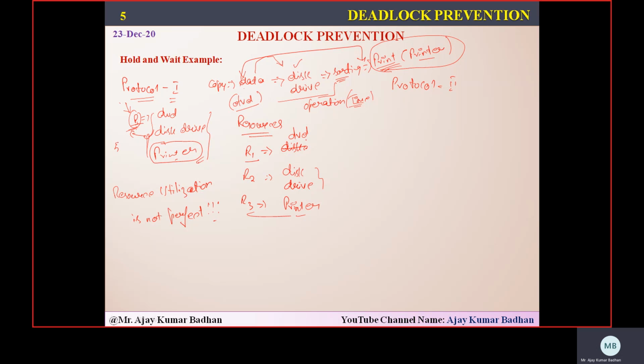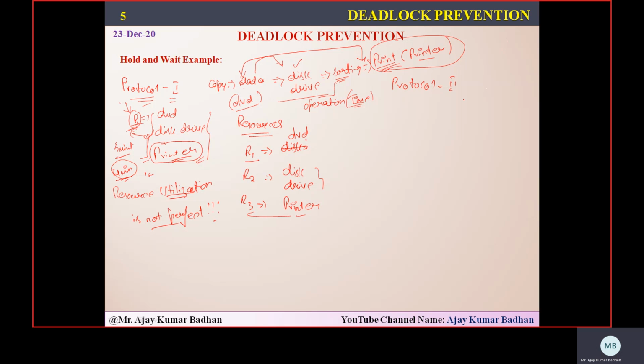Let us suppose it will take 5 minutes to complete the job. Suppose 4 minutes it takes to perform the operation, like storing the information from the DVD into the disk drive and then sorting it up. And the last 1 minute, the printer is required to print. That means for the previous 4 minutes, this printer is sitting in an idle state. So we are not utilizing the resource perfectly using this protocol. That's the problem with protocol 1.